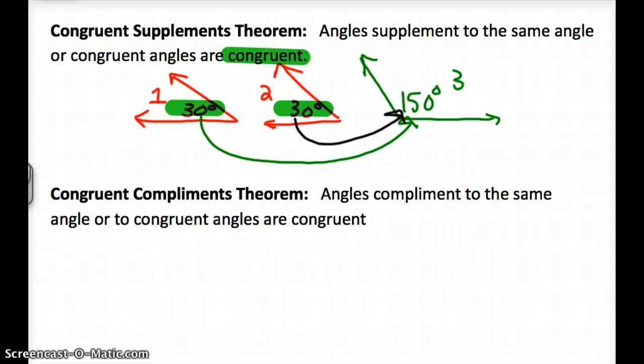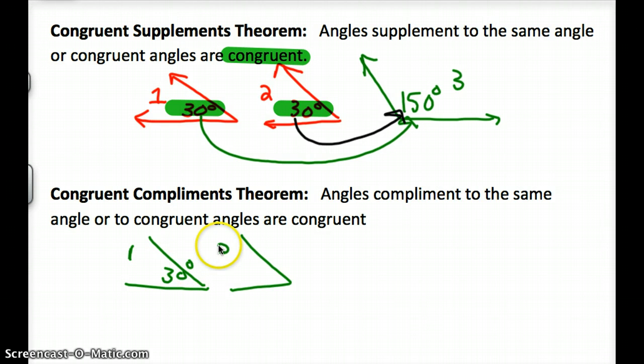Let's take a look at our next theorem. Congruent complements theorem. Angles complement to the same angle or to a congruent angle are congruent. This is the same as the previous one, except I'm dealing with complementary angles this time. So if I have an angle, let's say it's 30 degrees again. Angle 1 is 30 degrees. And then I have angle 2 is also 30 degrees. And then I have it complementary to angle 3, which is 60 degrees.